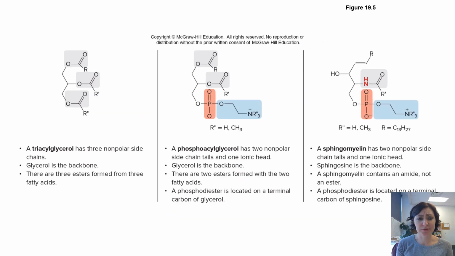All right, I am just including this because I think your book does a bang-up job of comparing the differences between triacylglycerols, phosphoacylglycerols, and sphingomyelins. I'm not going to go through all of this, but figure 19.5 in your book is spectacular in comparing and contrasting them so that you can start to get the hang of identifying those structures based on either their condensed structural formulas or their skeletal structural formulas.